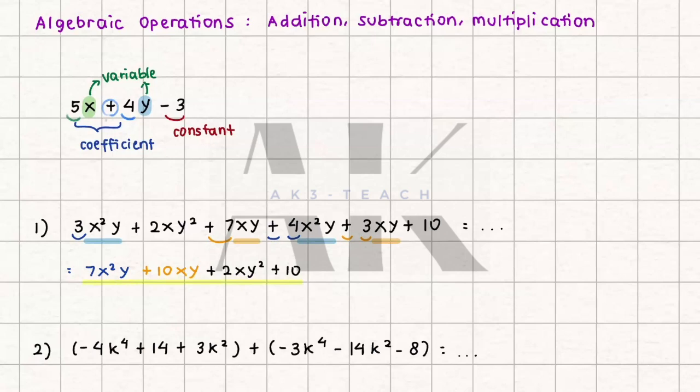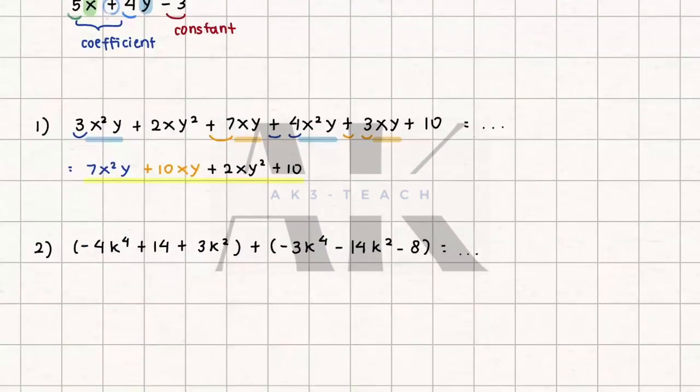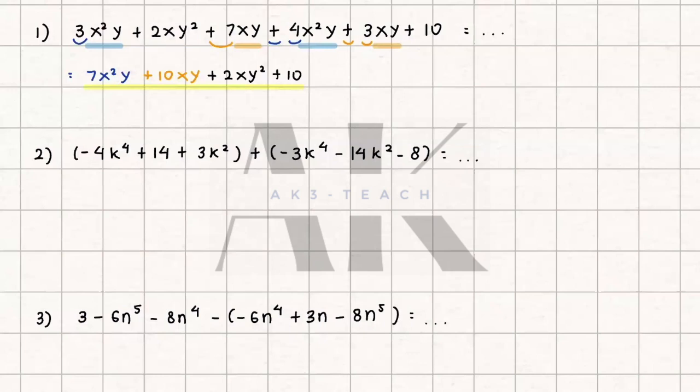Basically, what we're doing is finding variables that are scattered around the question, and then we group them according to each variable. In the case of x squared y, the blue ones, if there are 3 and then positive 4, we combine them and they become 7. As for the orange ones, you have xy, 7xy, and then 3xy. You combine them and they become 10xy. We'll go on to the next question.